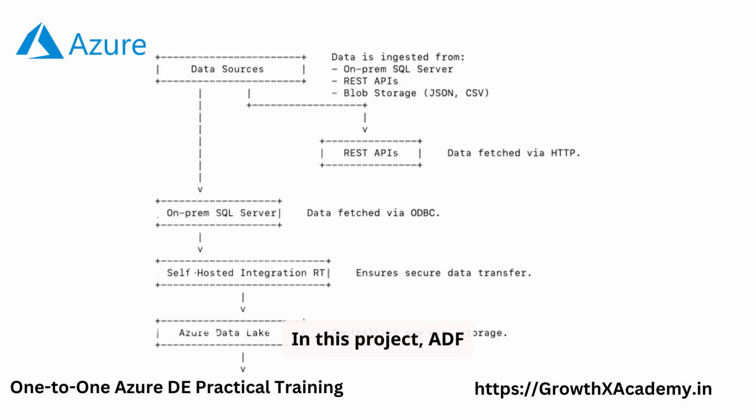In this project, ADF served as the backbone for ingesting data from diverse sources. For instance, we had on-premises SQL Server databases, which required setting up a self-hosted integration runtime to securely transfer data to Azure. Additionally, I configured pipelines to fetch real-time data from REST APIs and integrate semi-structured files such as JSON and CSV from blob storage.